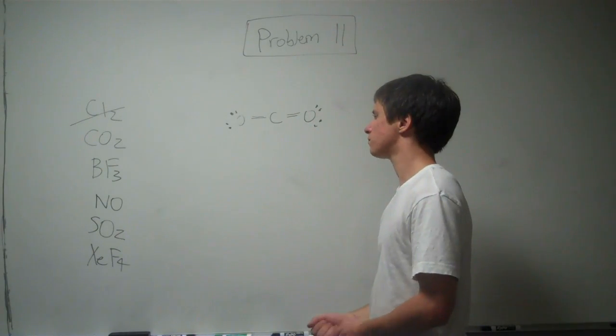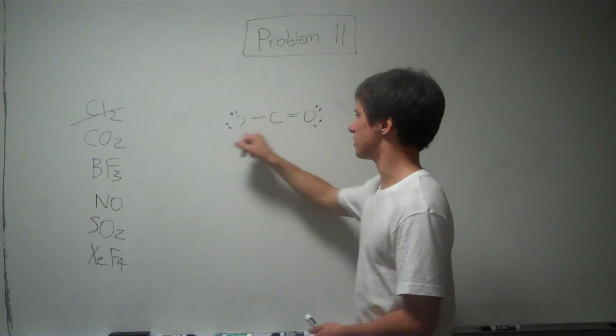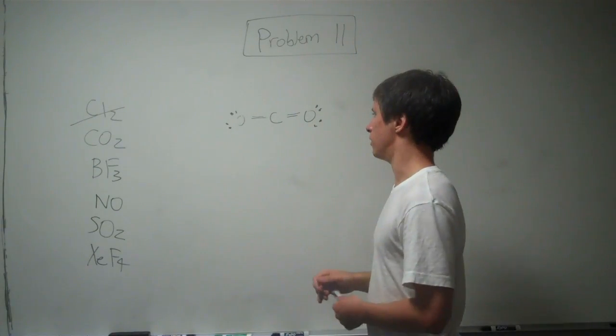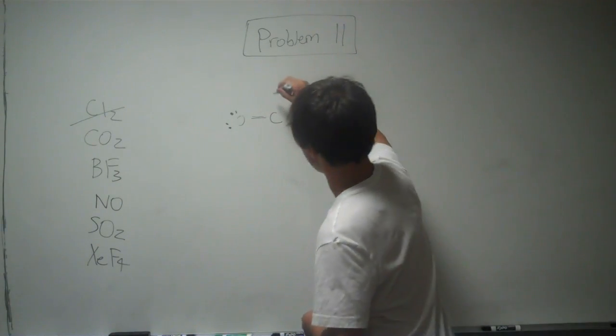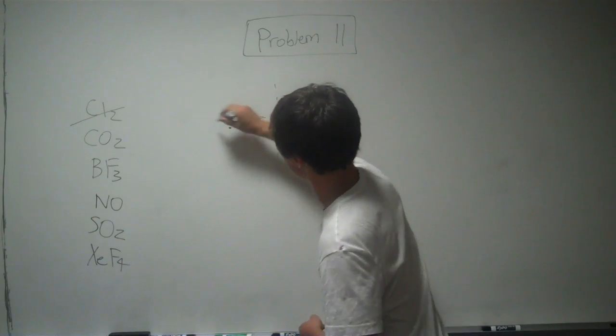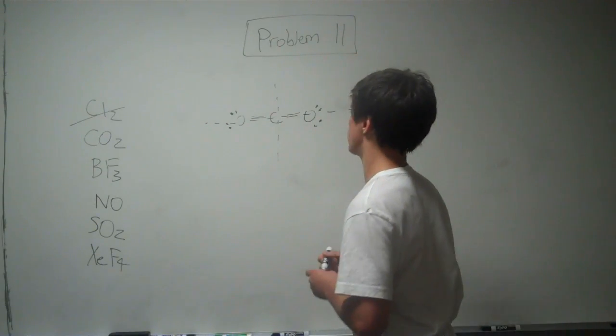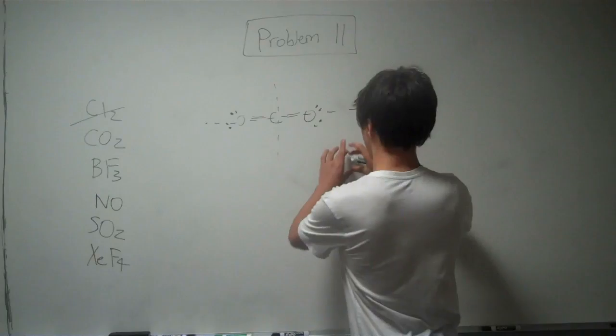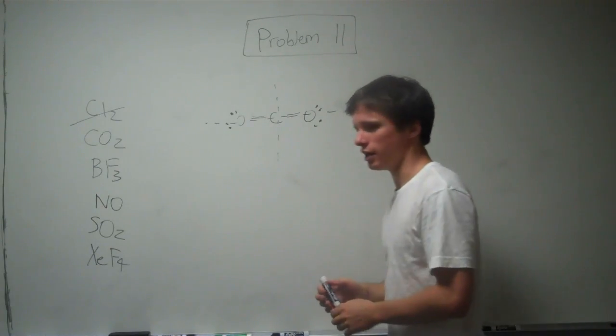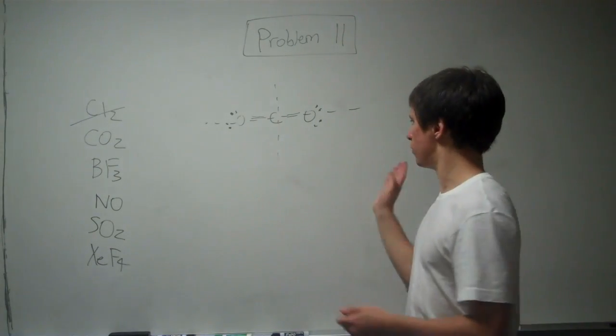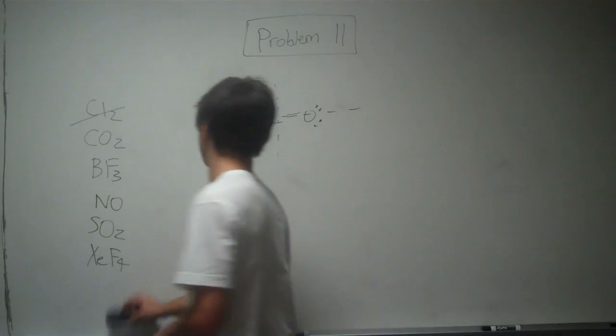So how about this? Well, this molecule has a linear shape, and once again, you can see that the distribution of electrons is perfectly symmetrical, no matter which way you divide the molecule. And also, the molecule has a flat linear shape, so there's no polarity in carbon dioxide.